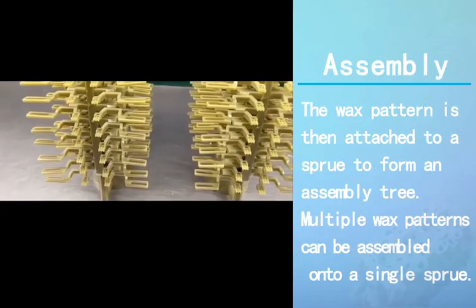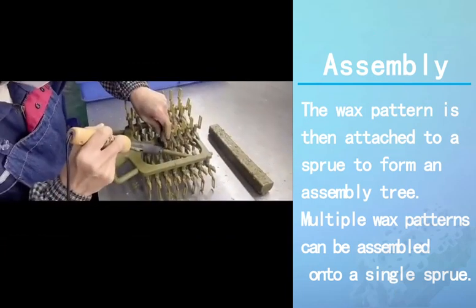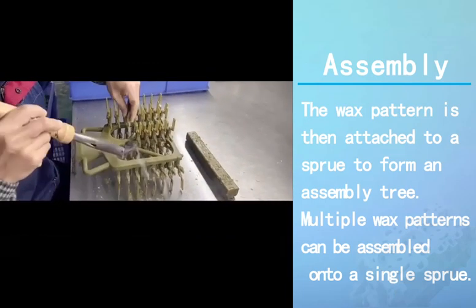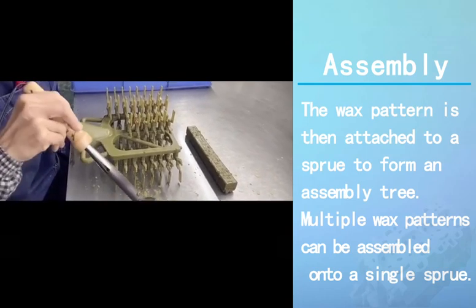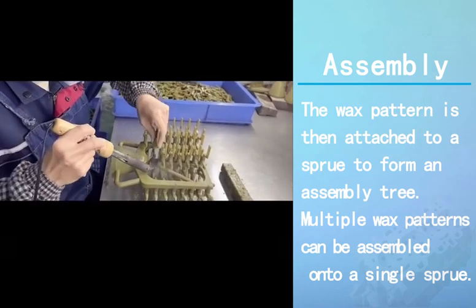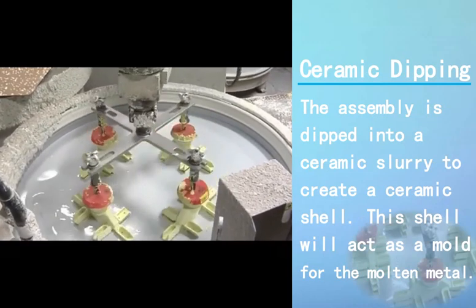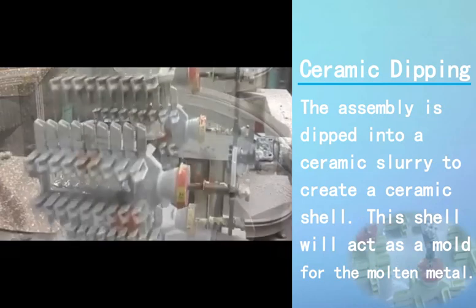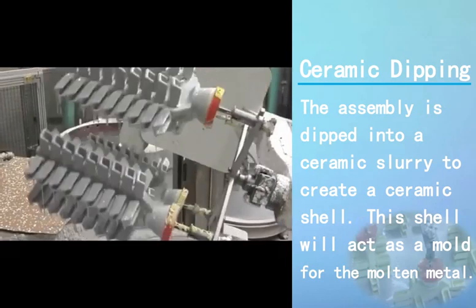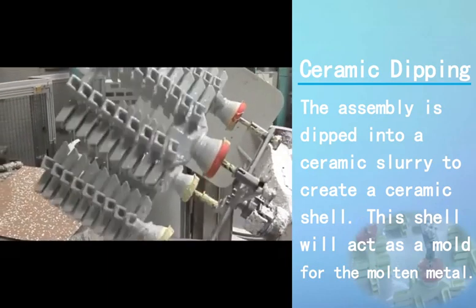Assembly. The wax pattern is then attached to a sprue to form an assembly tree. Multiple wax patterns can be assembled onto a single sprue. Ceramic dipping. The assembly is dipped into a ceramic slurry to create a ceramic shell. This shell will act as a mold for the molten metal.